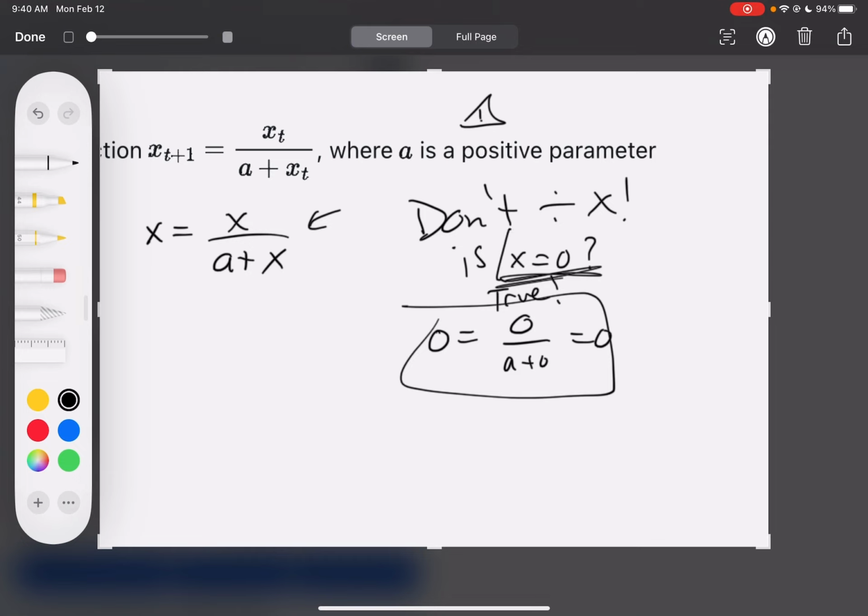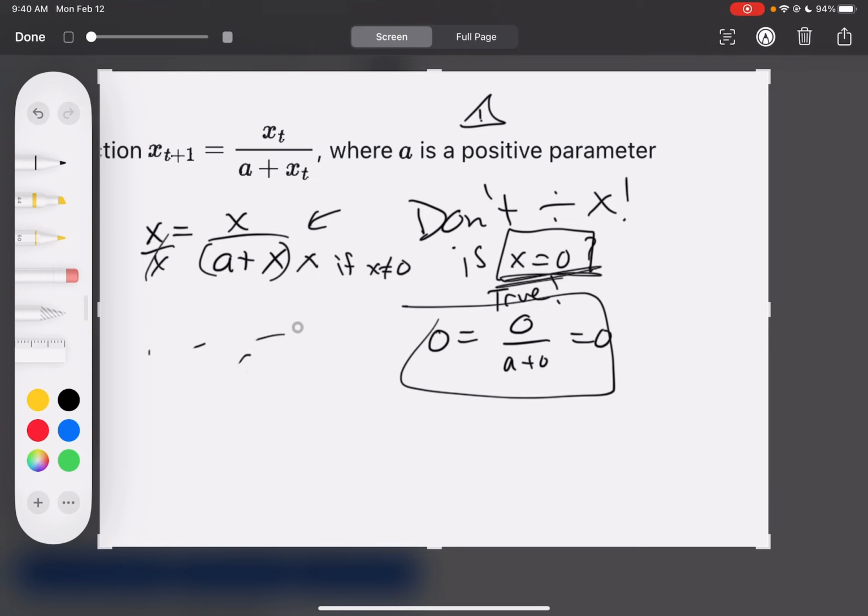So now x could be 0. But now we can say, okay, let's just assume it's not. Now if x is not 0, then you could divide. So now if I divide both sides by x, then that becomes a 1, and this is a 1 over a plus x. But if you don't like that, you don't have to do it that way.